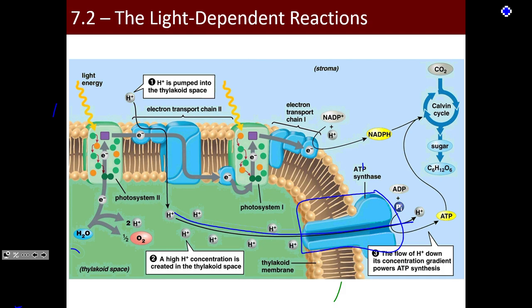But we call this ATP production here photophosphorylation, because we're ultimately making ATP from light energy. Okay. So again, we're just transferring a phosphate group, and the photo is referring to the fact that the energy to do so comes from light.